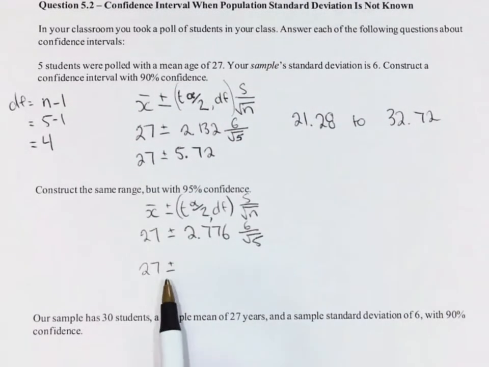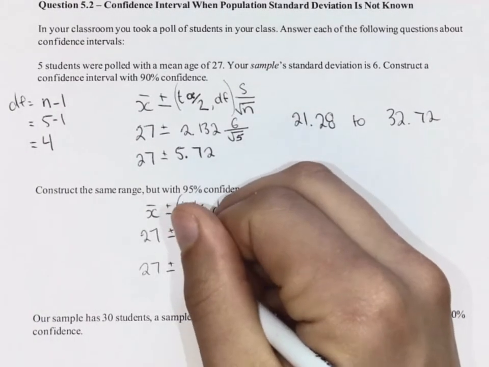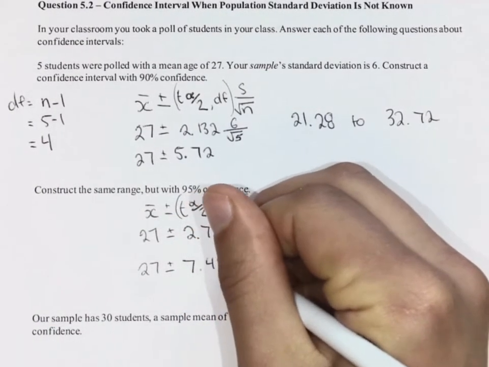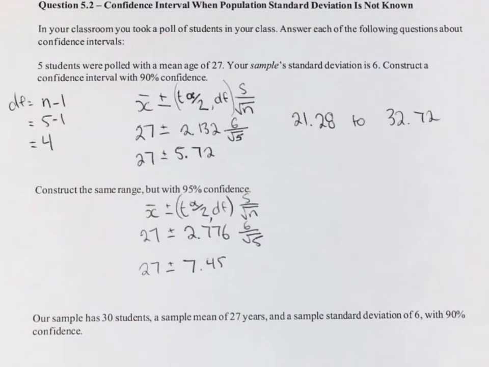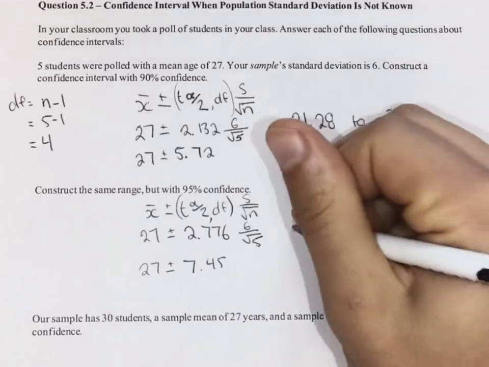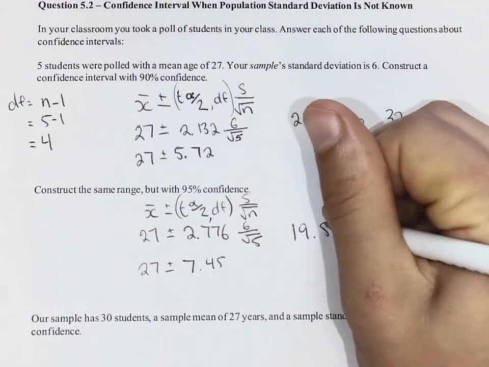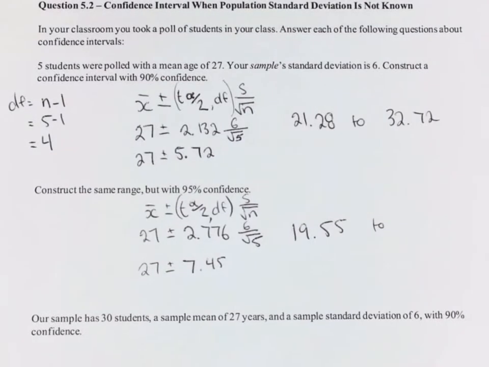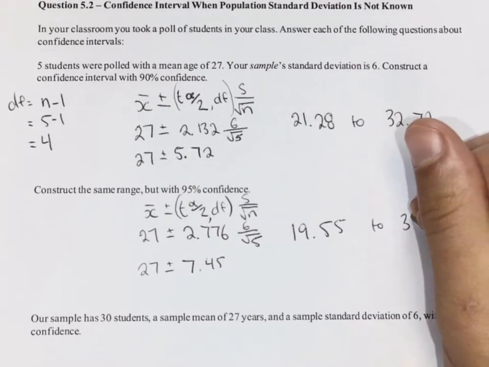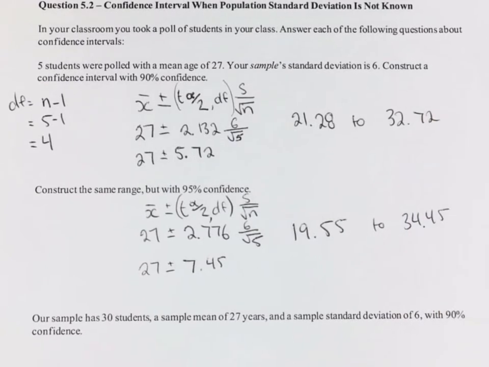And we get our mean of 27 plus minus 7.45. So let's have a look at our range. Our range is 19.55. So, with 95% confidence, we have a larger range.